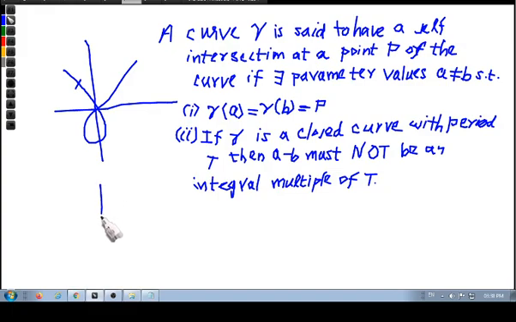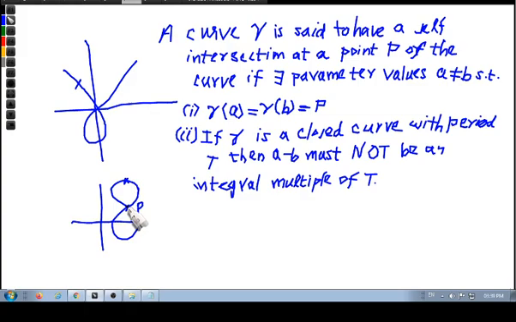For example, let us take the figure 8 in the plane. So let us start from here. After time small a, I reach this point. Let this point be capital P, and after time b, I again reach the same point P, this point. Then when the period is completed, it reaches back the original point here. So this a minus b is not an integral multiple of the period capital T. So this is a situation where condition 2 is applicable.